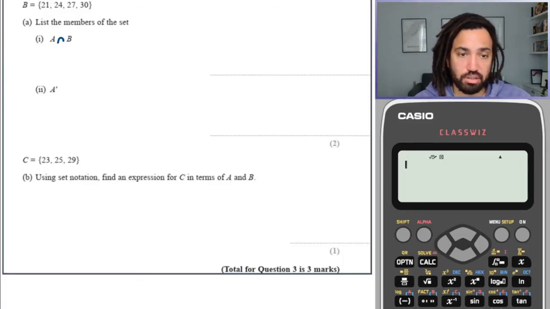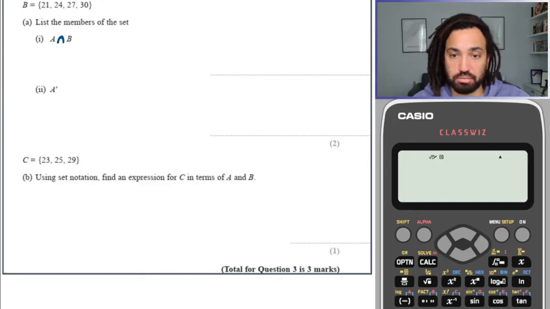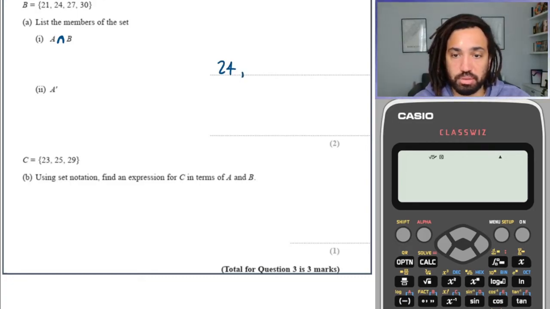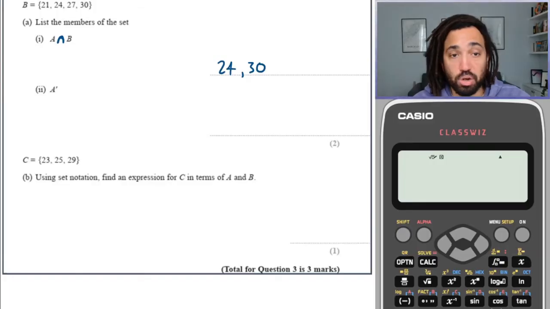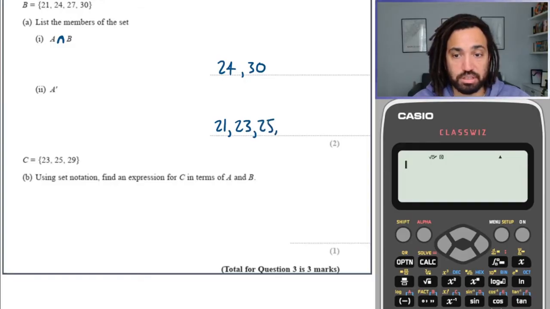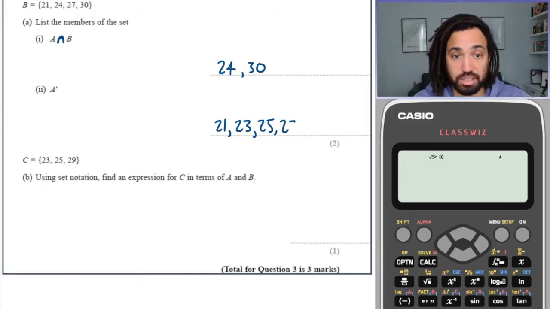Okay, so let's do the intersection of A and B. So that's where the A and B collide, which is 24 and 30. They're the only ones which are in both A and B. And not A are all the ones in the universal set and not in A. So 21, 22 is in A, 23 isn't, 24 is, 25 isn't, 26 is, 27 isn't, and 28 is, 29 isn't, and 30 is. Okay. So C is 23, 25, and 29.